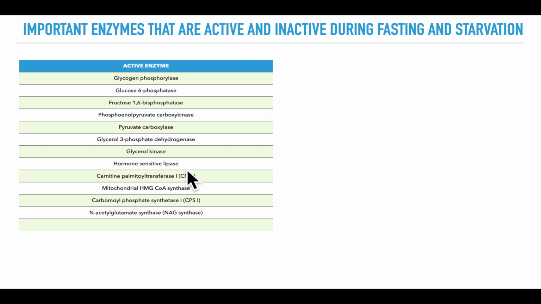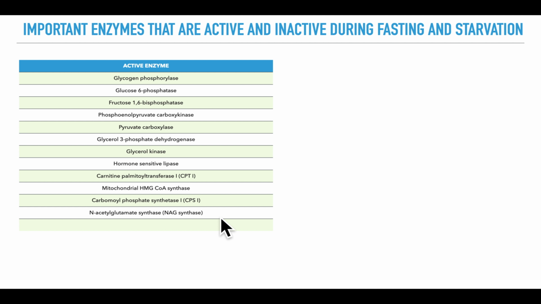Hormone sensitive lipase, degrading triacylglycerol in the adipose tissue, is kept active by glucagon, epinephrine, and cortisol. Mitochondrial HMG-CoA synthase, helping in ketone body synthesis, is kept active by glucagon. Carbamyl phosphate synthetase 1 enzyme, which is involved in urea formation, is active now because substrate availability is more.